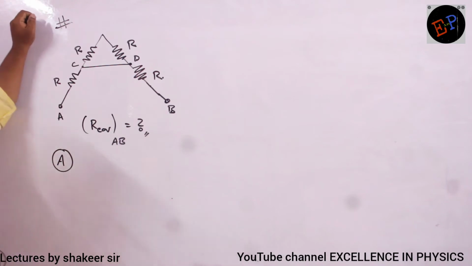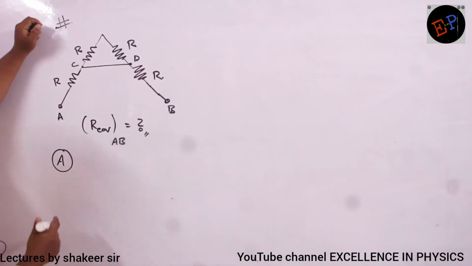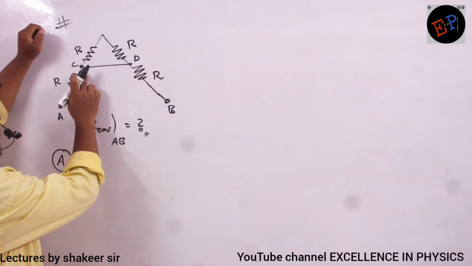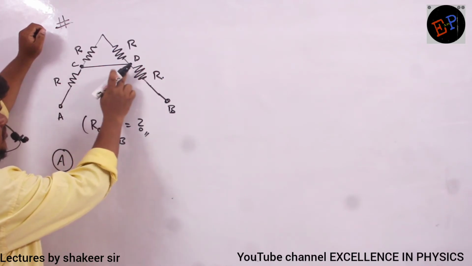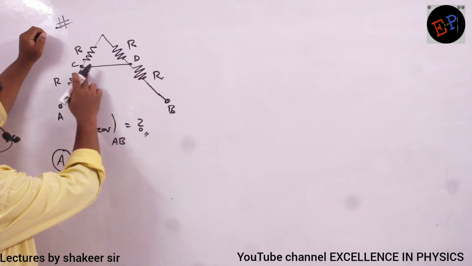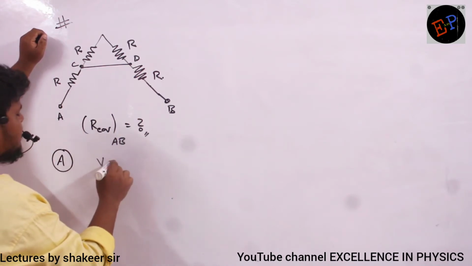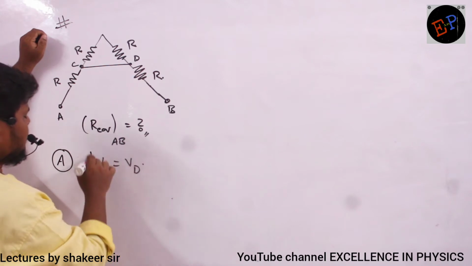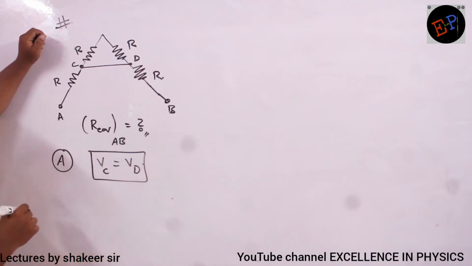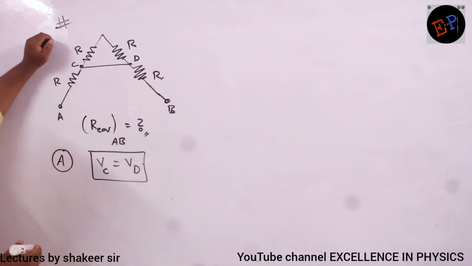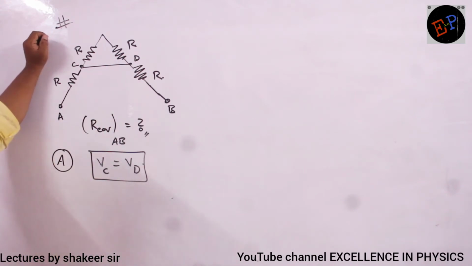Nobody? See, here, between C and D there is no resistor, no? In between C and D there is no resistor. So therefore the potential at point C will be equal to the potential at point D. What is the potential existing at point C? The same potential will be existing at point D also. Are you able to understand?